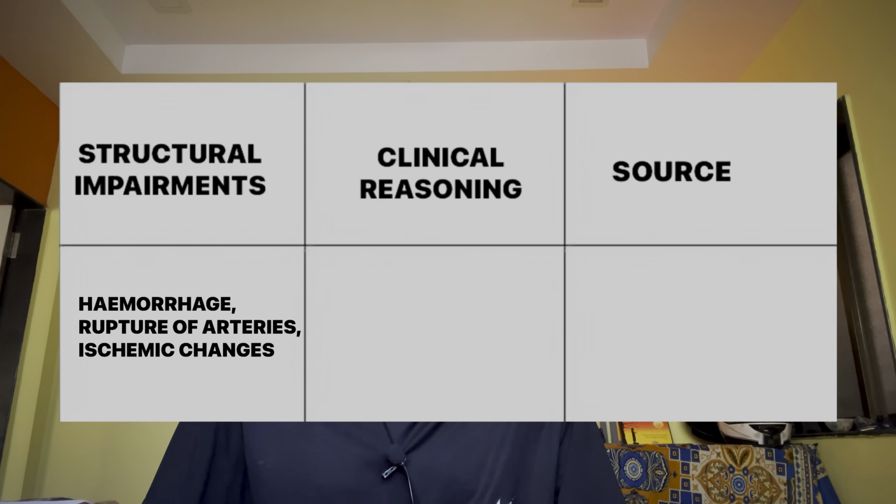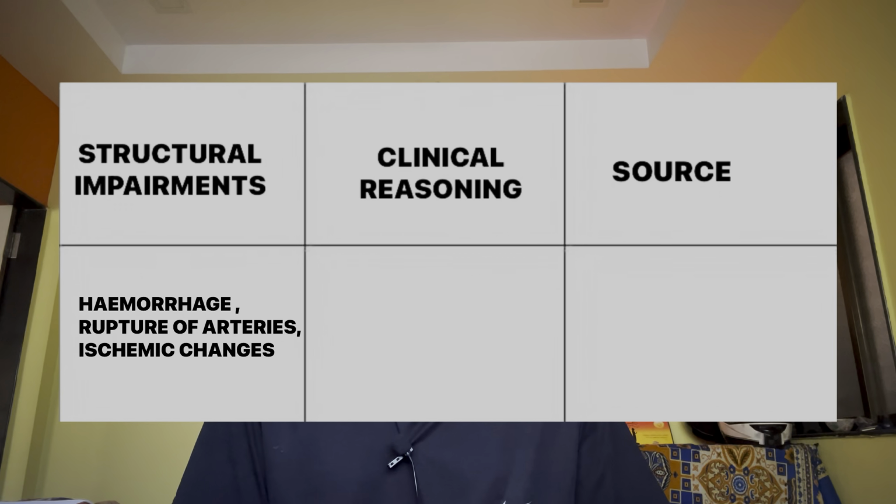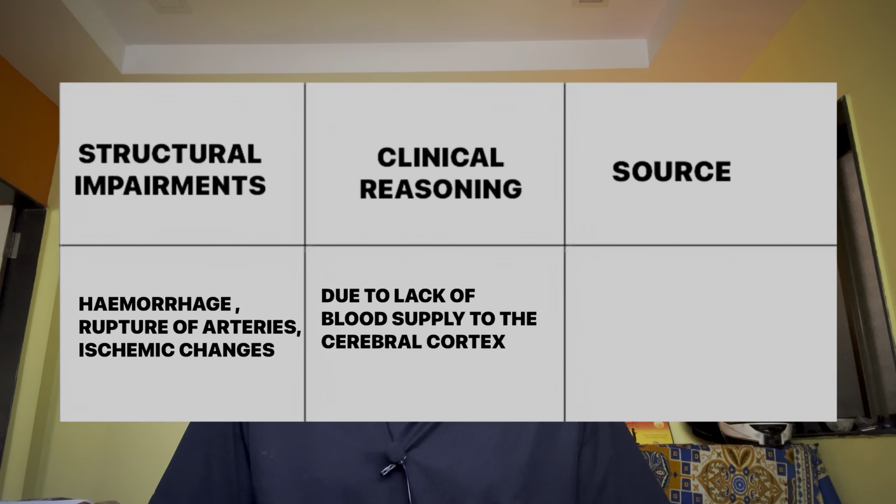So how is the structural impairment represented in the ICF model? For this you have to make three columns. In the first column you have to write about structural impairment. Secondly you have to write about clinical reasoning, and lastly about the source. In the structural impairment you have to write what all structures are impaired. As we discussed, in stroke we have to write about the hemorrhage, rupture of the artery or ischemic changes. In the clinical reasoning you have to write how the structural impairments are caused. So clinical reasoning in case of stroke will be lack of blood supply to the cerebral cortex.